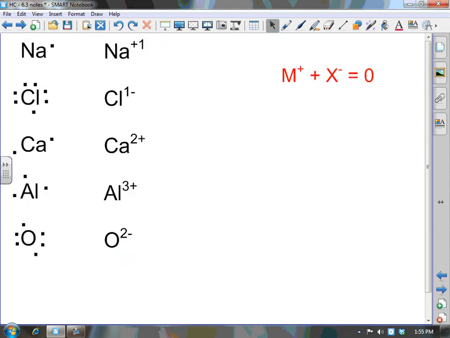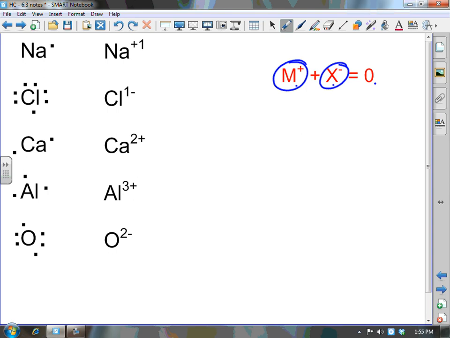All right, now, how can we do this faster, less writing, all that stuff? Well, we want to think in terms of math. Here's the math. The metal's going to be positive. The other thing's got to be negative. Plus minus has to equal 0. Okay? So if we're looking at this, what we want to show is, all right, sodium has 1 dot.